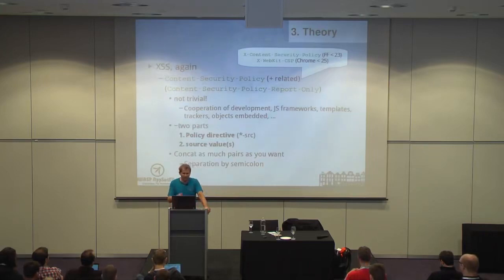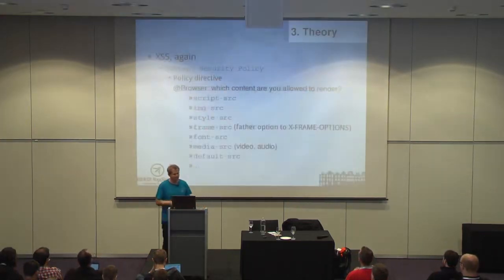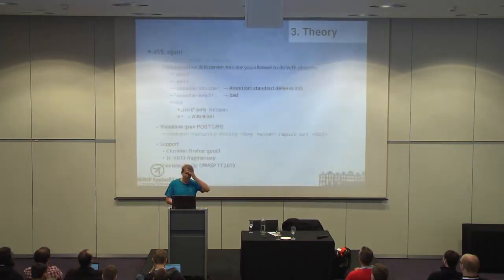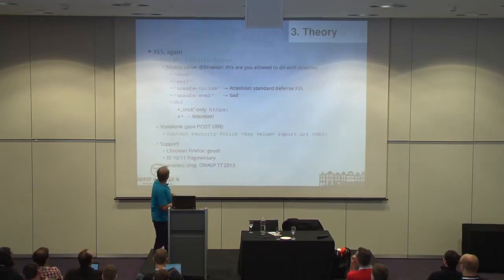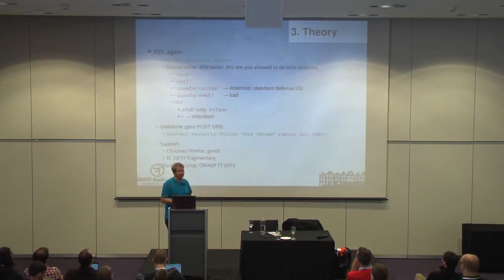Well, as always, it's key-value stuff. The key is a policy directive, and you also have source values. You can put them together as much as you want. I think I'm rather skipping that due to time. What you shouldn't do, there are a couple of things you should not do, which is unsafe-inline and unsafe-eval, because otherwise you can just forget to write the whole policy.